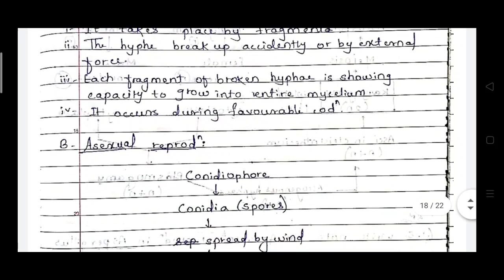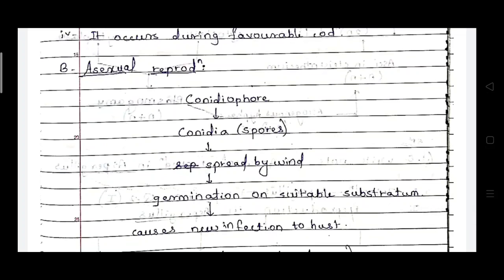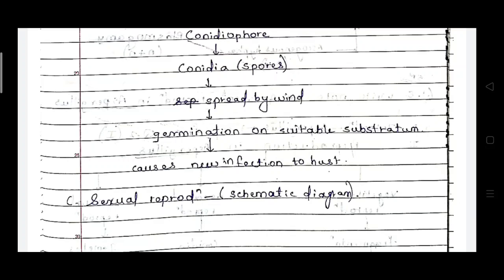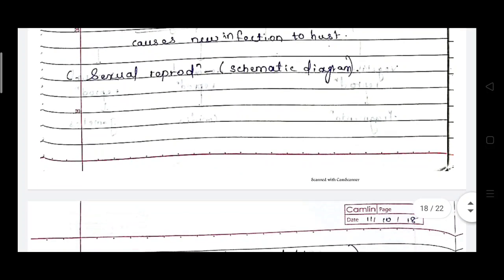In case of asexual reproduction, it mostly takes place with the help of the conidiophore. This conidiophore produces the conidia, that means the spores. These spores are spread by the wind and can germinate on a suitable substratum. So they cause new infection to the host, and with the help of these conidia, asexual reproduction takes place in Aspergillus.